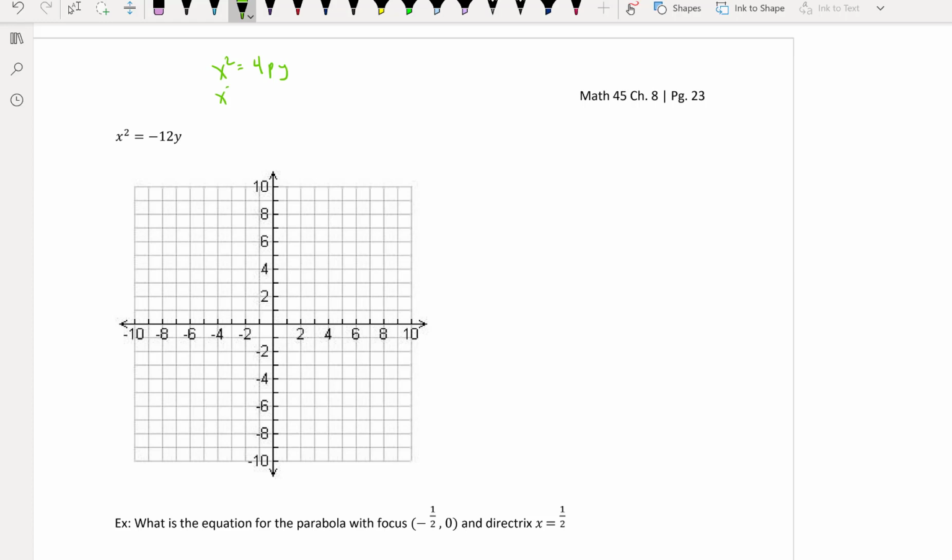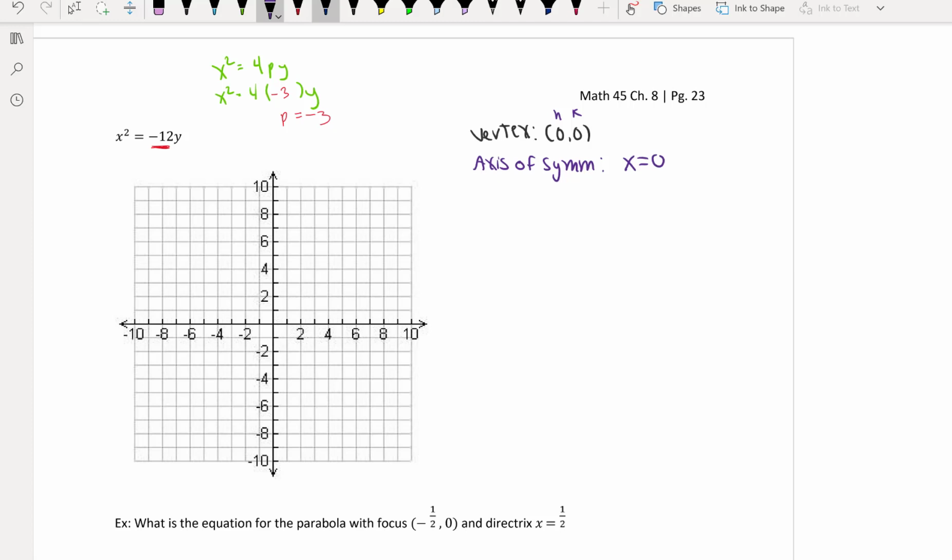So here we have x squared is equal to 4 times p times y. Let's think about this negative 12. If I take that negative 12 and divide it by 4, I get a negative 3. So p is equal to negative 3. Fantastic. So I'm going to get my vertex at 0, 0, and my axis of symmetry at x is equal to my h value, which is 0. This is just from before.